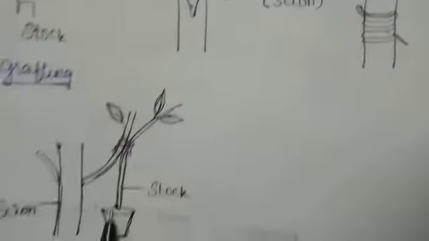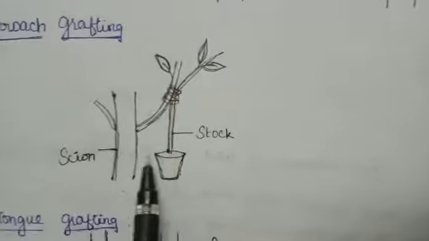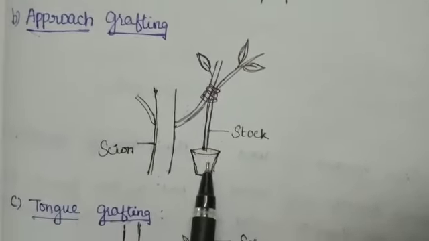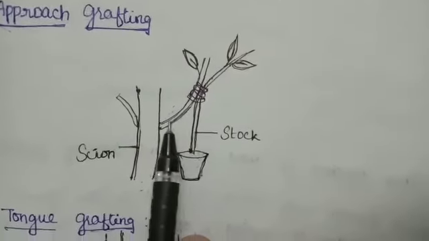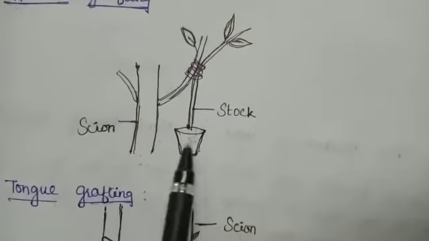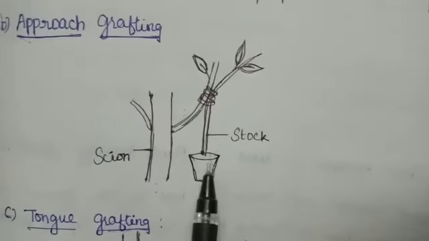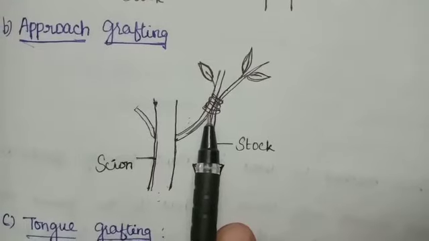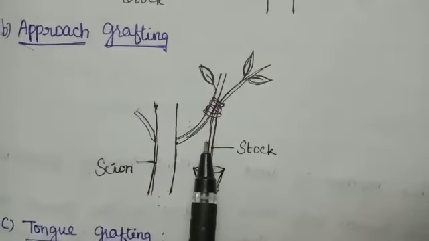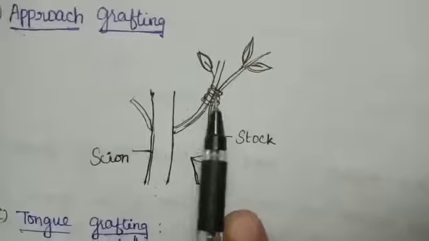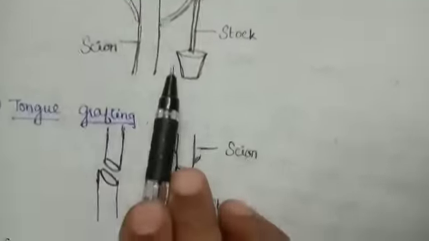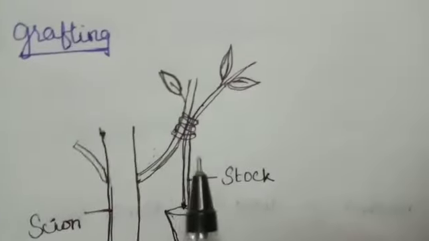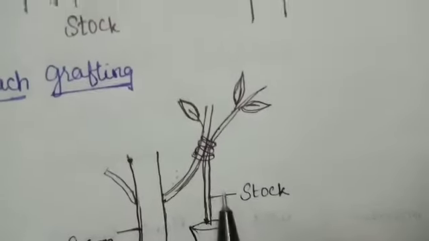Next, approach grafting. In this method, both scion and stock remain rooted. The stock is grown in the pot and it is brought close to the scion. Both of them should have same thickness. A small slice is cut from both and the cut surfaces are brought near and tied together with the help of a tape. After 4 weeks, tip of the stock and base of the scion are cut off and detached and grown in a separate pot.